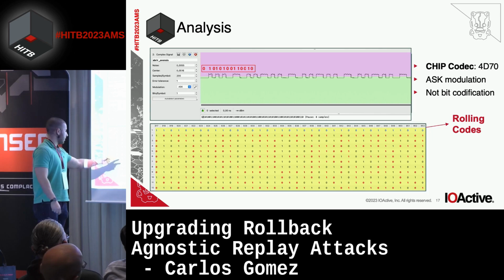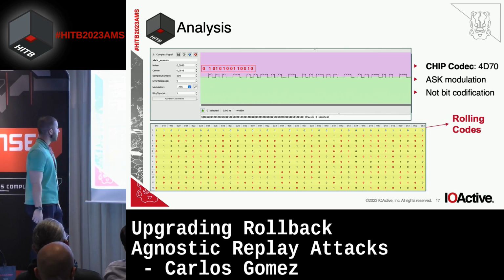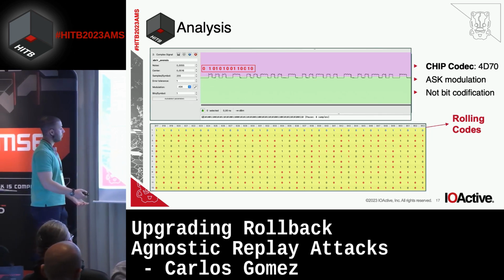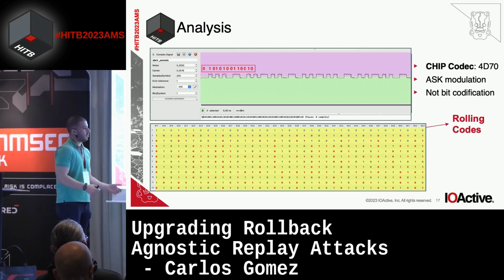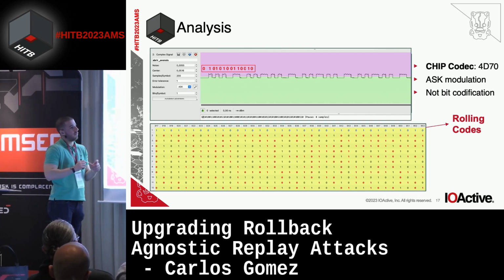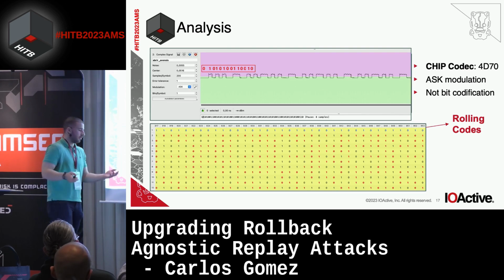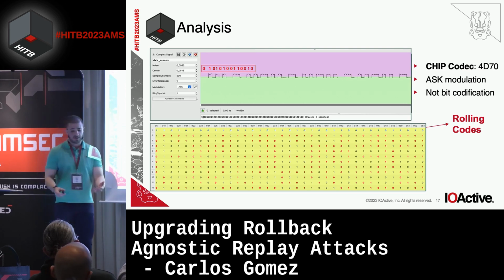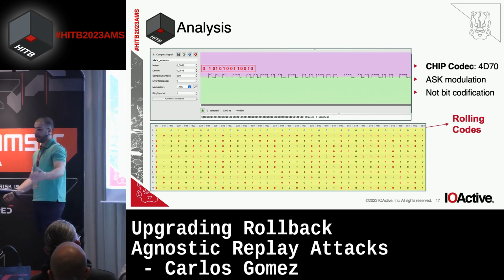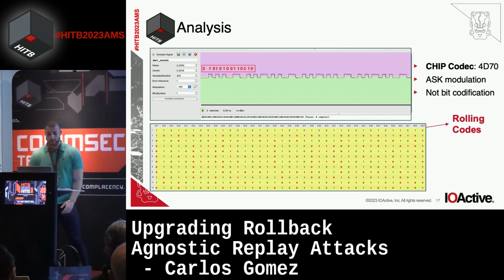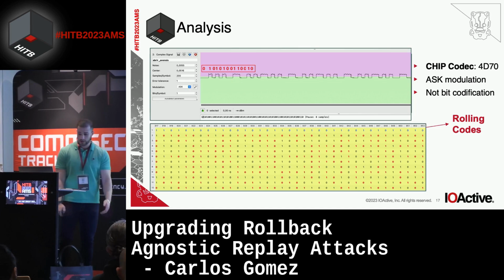You can see we have 12 different signals, and every signal is completely different. So you can't reverse the algorithm to generate your own rolling codes. We don't have time today, but all the information will be available in the white paper that is going to be published soon. Don't worry about it.